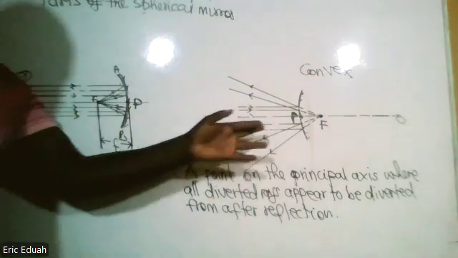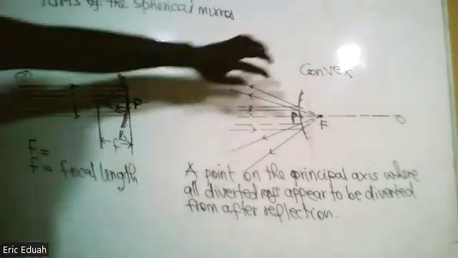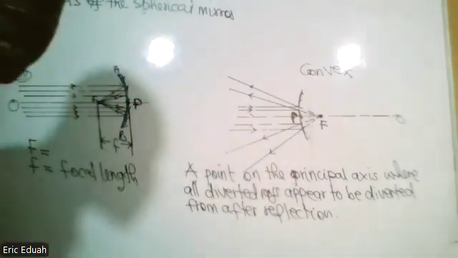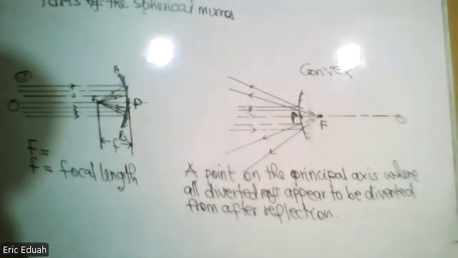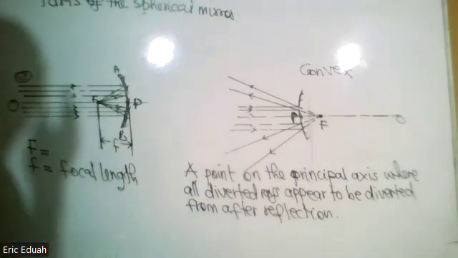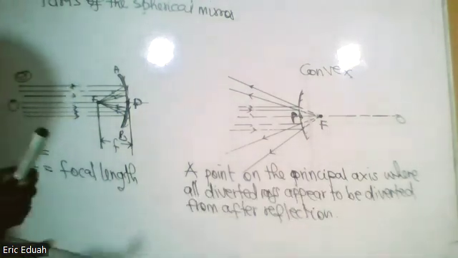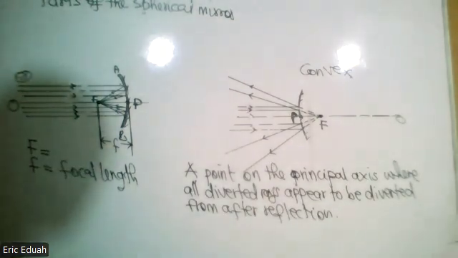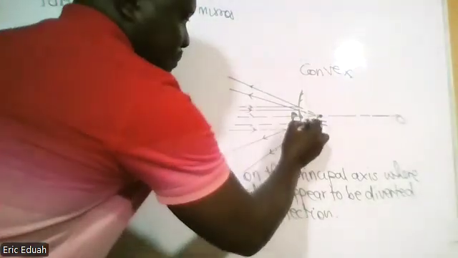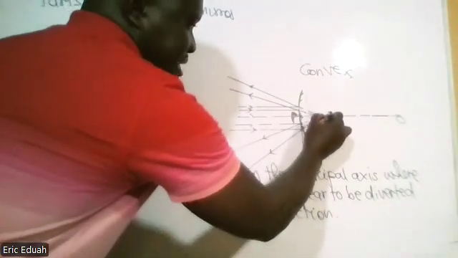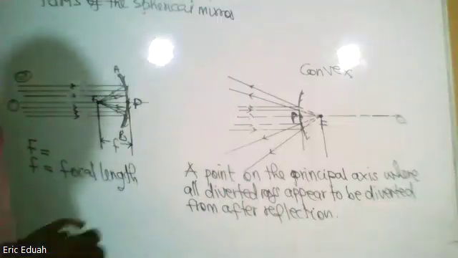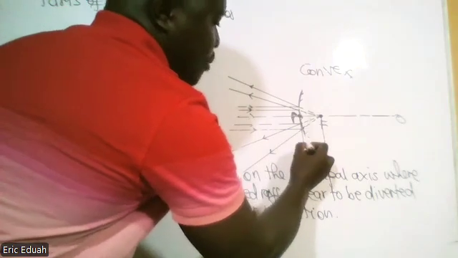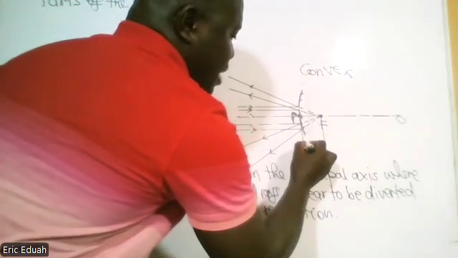Okay, because of this behavior, you see, this point appears, so it's a virtual situation. Because of this reason, we term the principal focus of a convex mirror to be virtual, because that point is a virtual point. All diverted rays appear to be diverted from it, and the distance between the pole of the mirror and this virtual point is also termed as the focal length f.